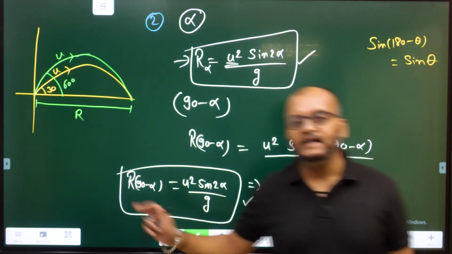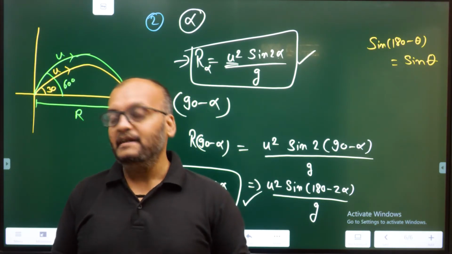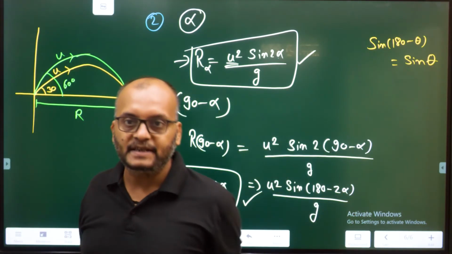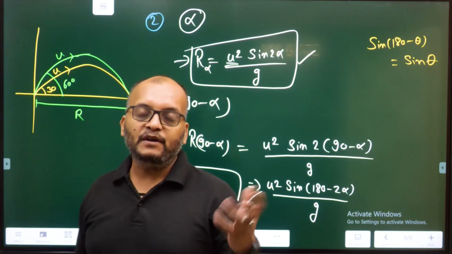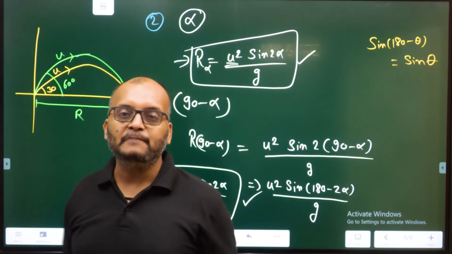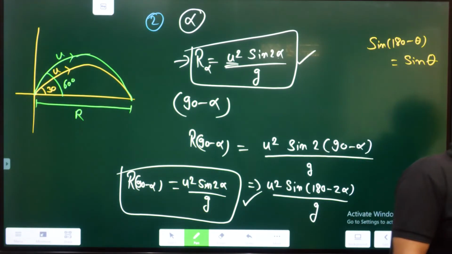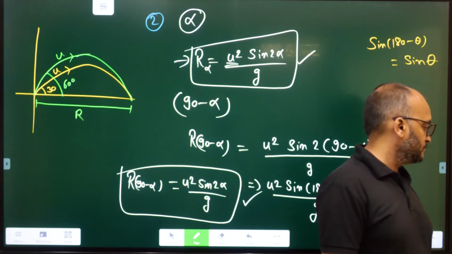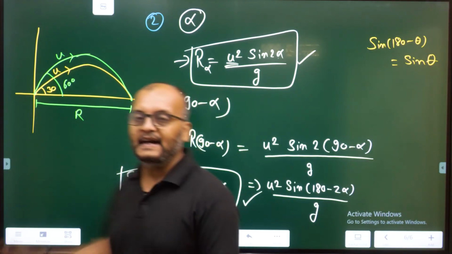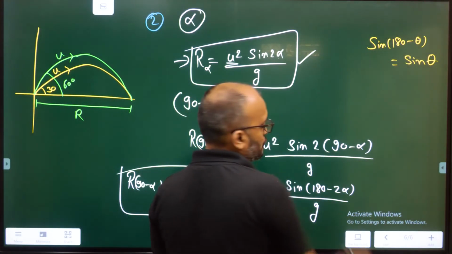If you throw a particle at 20 degree and someone throws that particle at 70 degrees, range of both will be same. But yes, initial velocity should also be same. So if the angle is in the form of alpha and 90 minus alpha, both will have the same range. Understood or not? Guys, clear or not? Yes, sir. Note it down, it is important. Direct MCQs can be asked based on these 2 points.